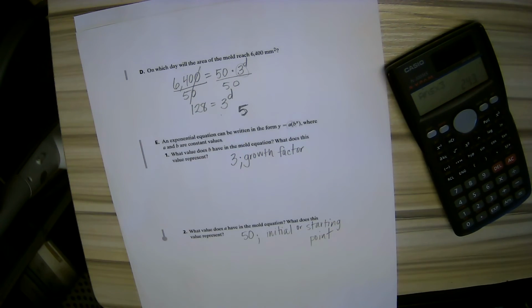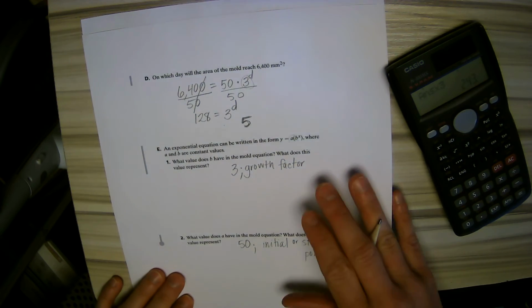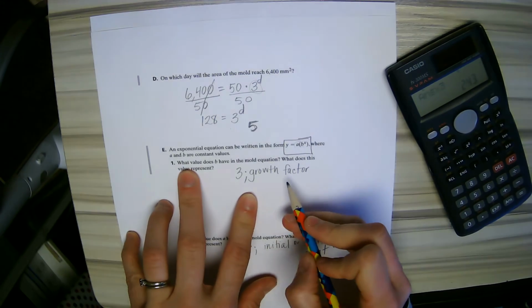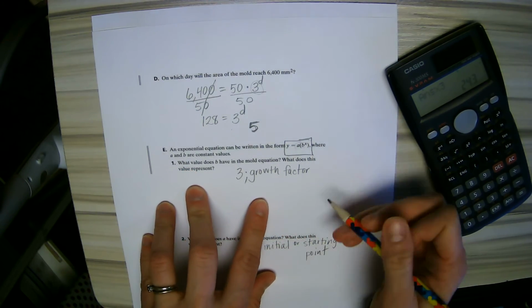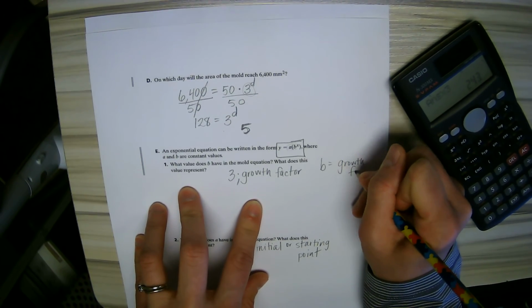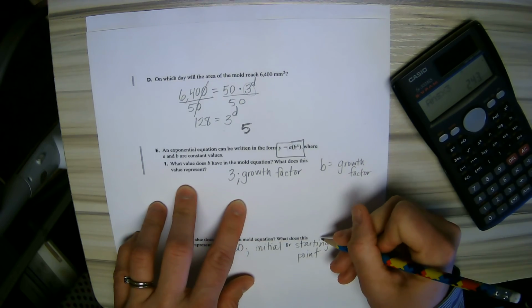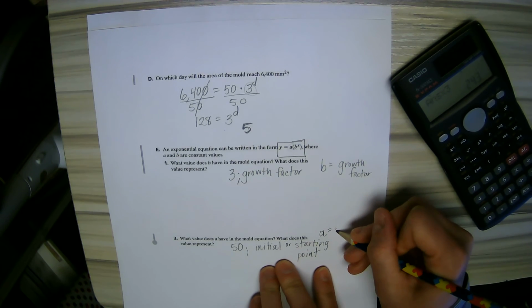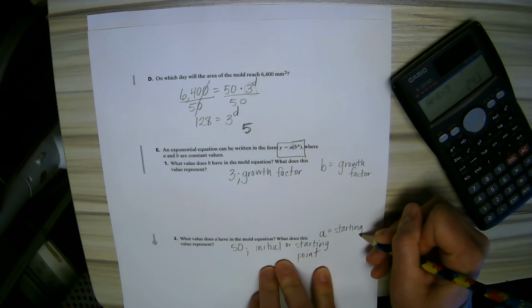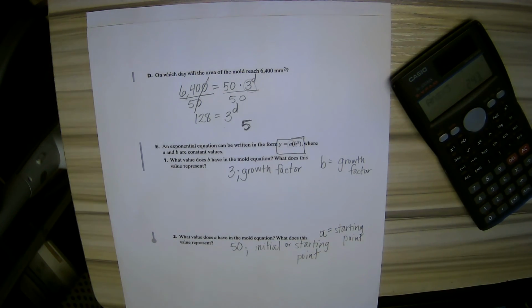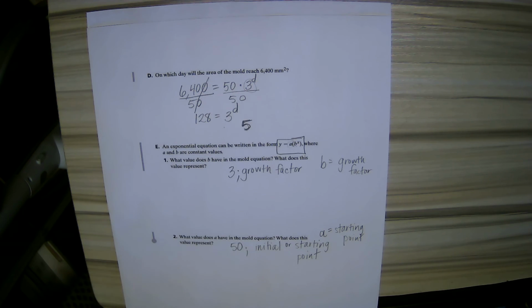Alright, it's important for you to remember those things. So make sure you're understanding and writing down this equation and understanding that b is the growth factor and a equals the starting point. Remember, x is time and y is what comes out after that period of time. Okay? Okie dokie.